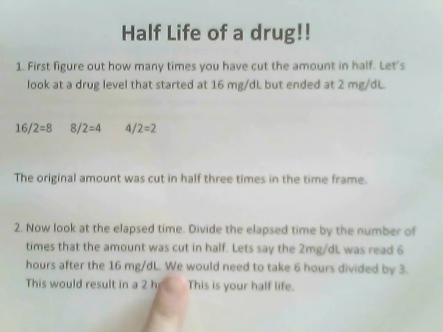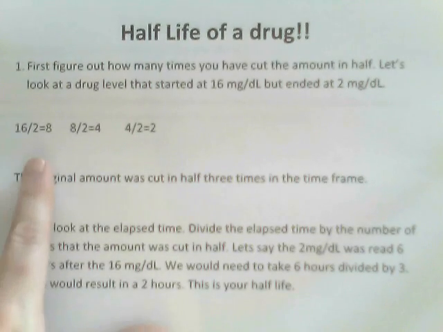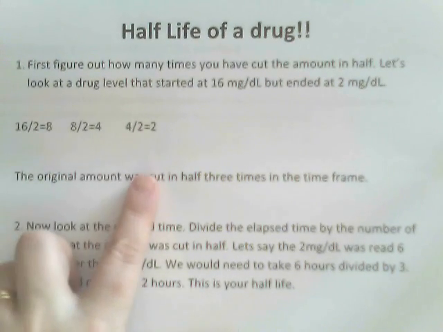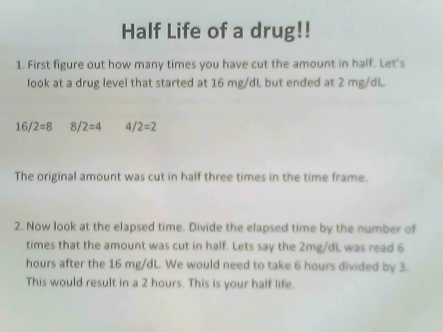Now if we look at the elapsed time, let's say the elapsed time was 6 hours. So 2 milligrams per deciliter was read at 6 hours after the 16 milligrams per deciliter. We would need to take that 6 hours and divide by 3 because we had 3 times that we could cut it in half. The result would be 2 hours. That would be your half-life.